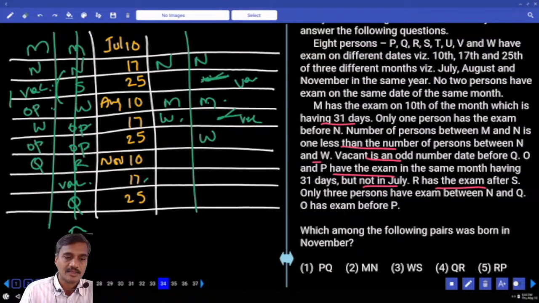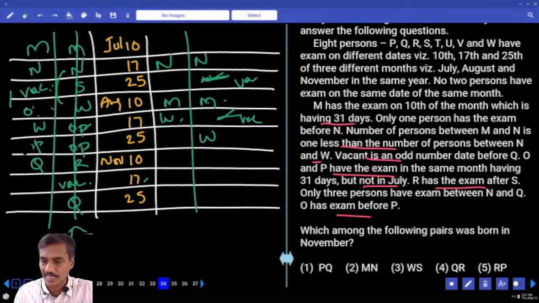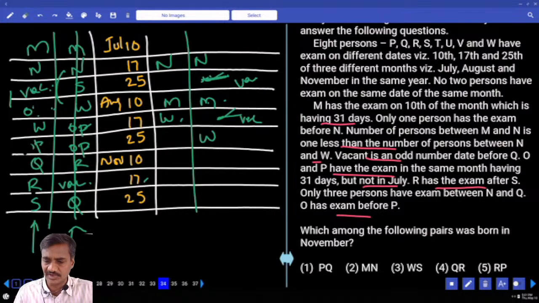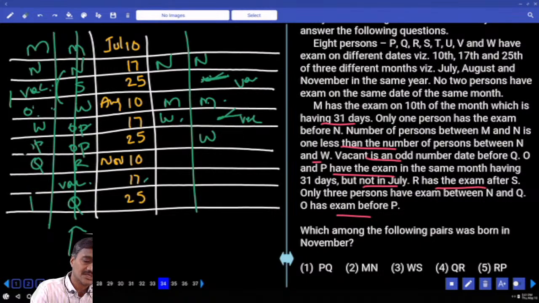Done with this? Then next one, N and Q. O has an exam before P. Now O is having exam before P. O is here, then P will be here. Then S and R either relation undi kada? And R has the exam before S. Now this is R and this is S. Now this is the final arrangement. R is having before S. Sorry, R has exam after S. Now this R is having after S. R is here, S. Clear now?